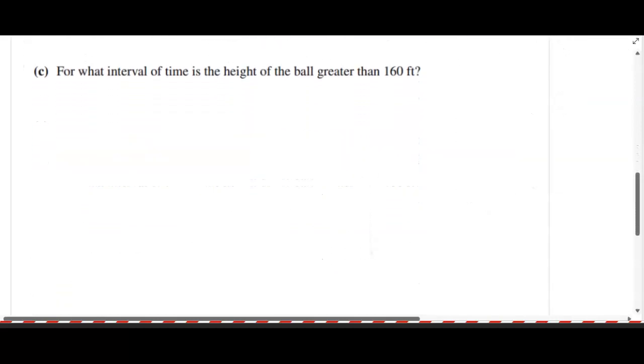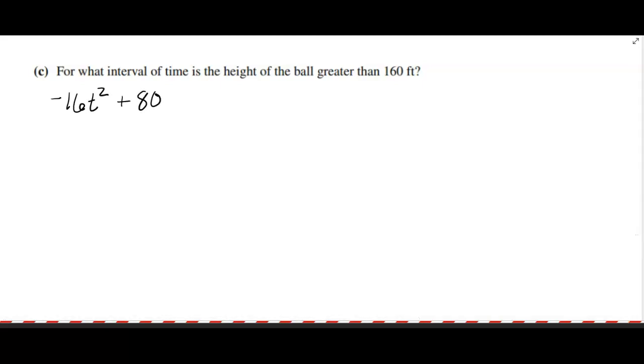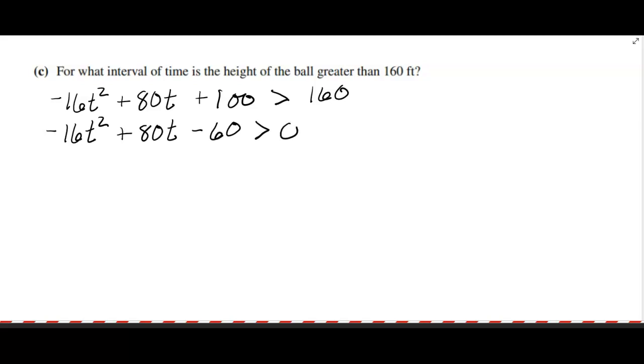For what interval of time is the height of the ball greater than 160 feet? So you have to take your function, negative 16t squared plus 80t plus 100, yeah. That has to be greater than 160. Okay, so we're setting up an inequality here. This is a quadratic inequality, and we've worked on those. So negative 16t squared plus 80t, and then it winds up being minus 60 is greater than 0.